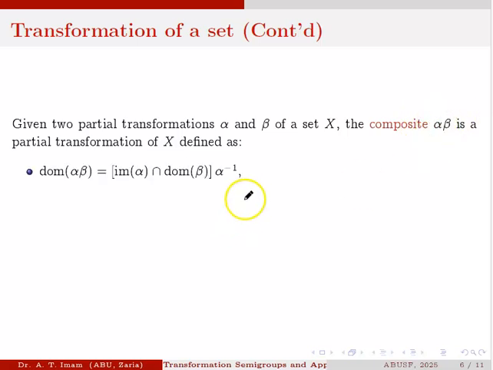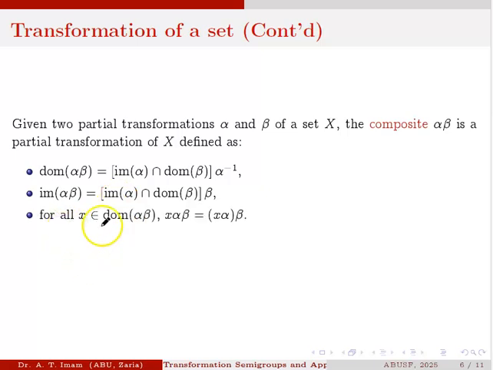So the composite of alpha and beta should have as its domain the pre-images, or alpha inverse images, of the intersection of Im alpha and the domain of beta. And then the image of this composite should be the image under beta of the intersection of dom beta with Im alpha. So you have identified a domain and you also identify an image set, and then you want to assign members from here into this particular set.